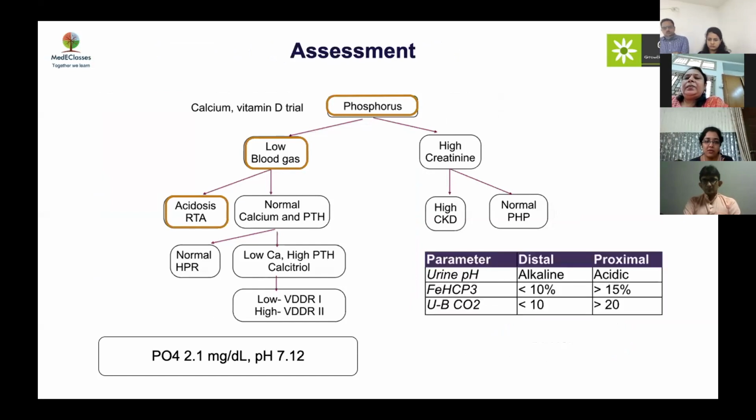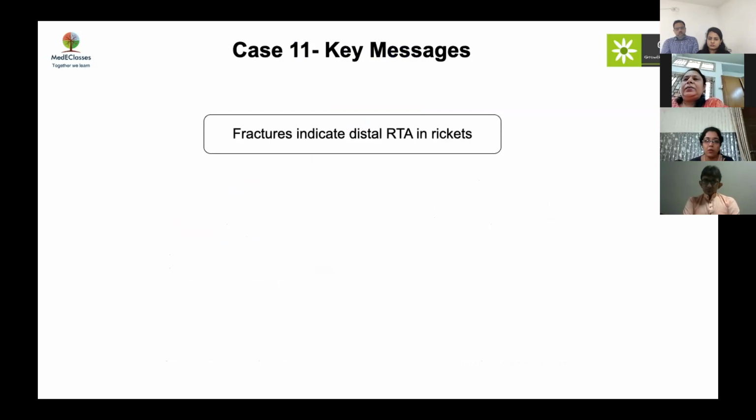The next step in the evaluation is to differentiate between the type of RTA, whether it is a proximal or a distal RTA, and urine pH gives us a clue towards possibility. So in this case, urine pH was found to be alkaline, that is 7.4. So the girl who was being treated as a case of recurrent fractures was ultimately diagnosed with distal RTA. And the treatment in this case would be supplementation of adequate amount of alkali, that is sodium bicarbonate. So the key message from this case is that fractures in a patient indicate distal RTA in rickets.